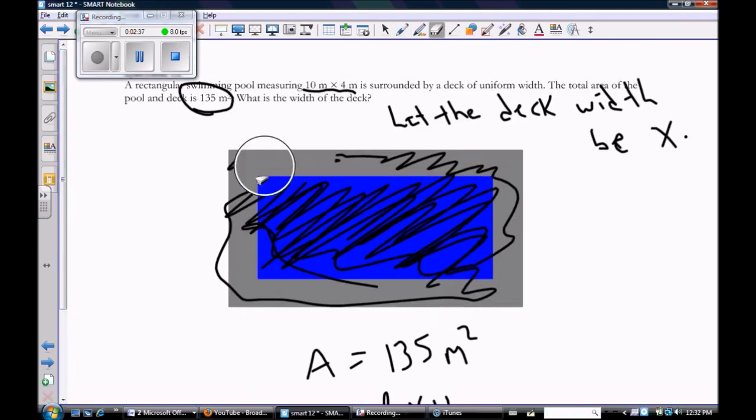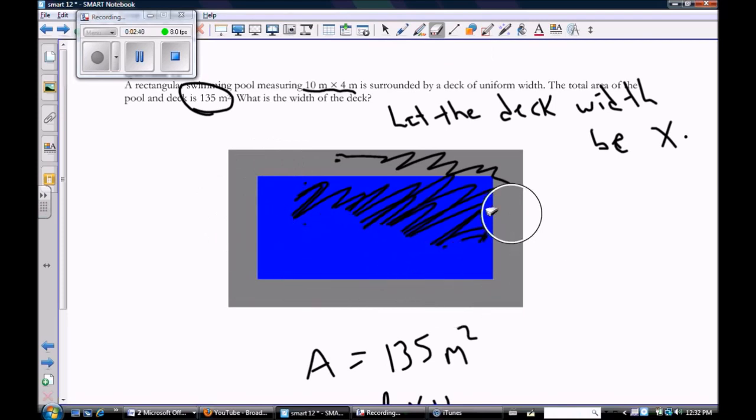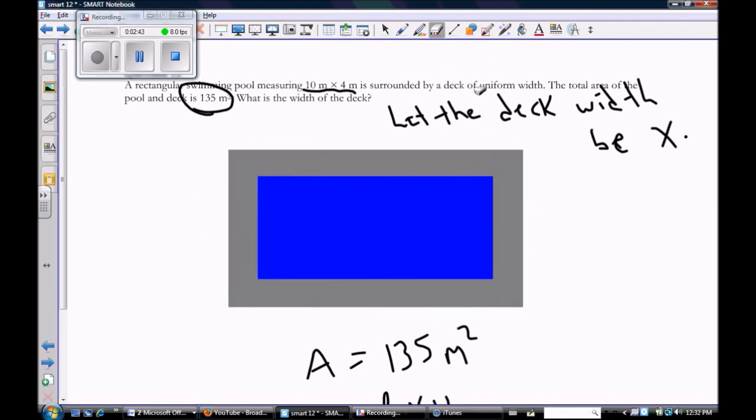Okay, so let's get back to my original diagram. So here's the length of this deck. It goes from here all the way over to here. So what is that distance? What is that measurement? Well, we know that this distance here for the pool is 10. And then we have this much more plus this much more. And that is the width of the deck. So this is x and this is x. So therefore, the length is equal to 10 plus 2x. That's the length of this whole rectangle.